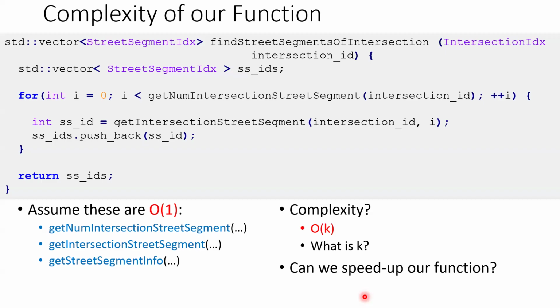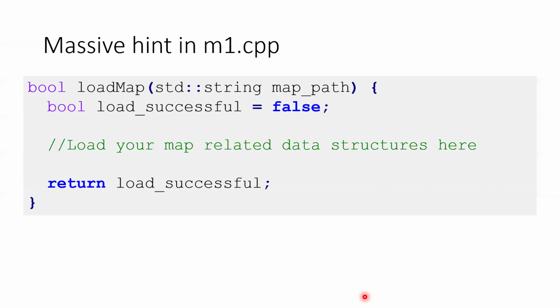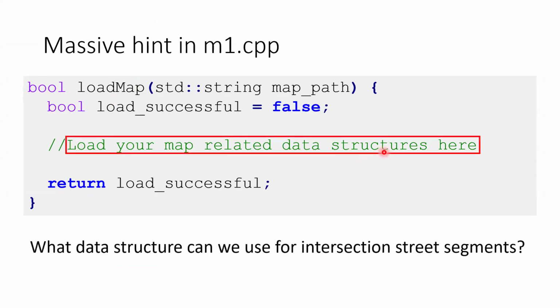We need to pre-compute the data. So in your load map, there is a massive hint in the comment: "Load your map related data structures here." Let's think of what data structure we can use for that function for intersection street segments.